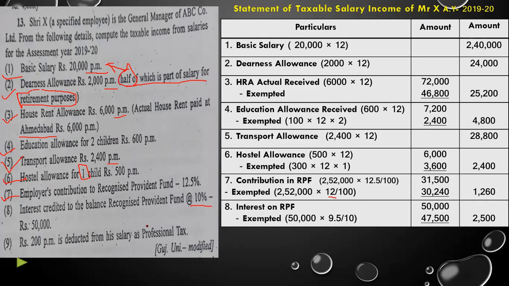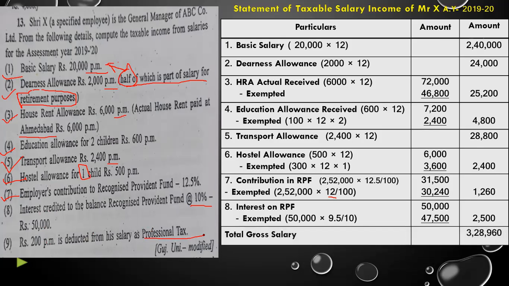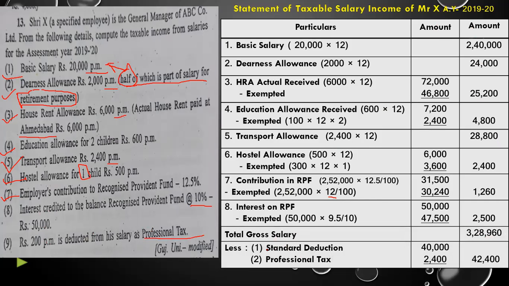200 rupees per month is deducted from salary as professional tax. Professional tax is included in the deduction. So now all the points are covered. So we'll total the amount. We will not consider this column for the total. We'll consider this column only for the amount. So the total of this amount is 3,28,916.